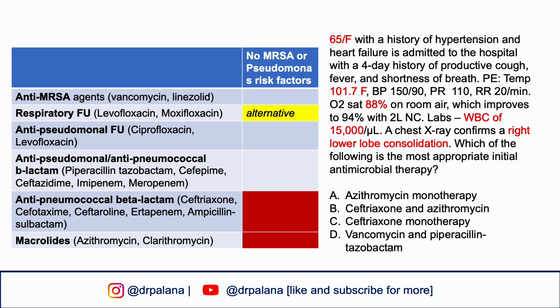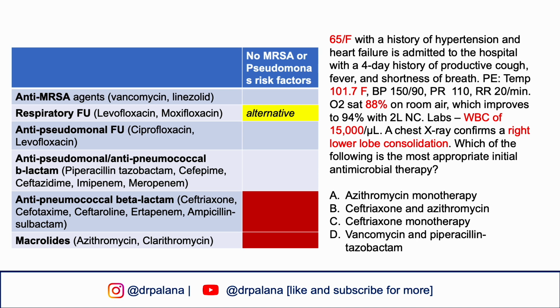A 65-year-old female with a history of hypertension and heart failure is admitted to the hospital with a 4-day history of productive cough, fever, and shortness of breath. She lives alone and is independent with her activities of daily living. On admission, her temperature is 101.7, blood pressure 150/90, pulse rate 110, and respiratory rate 20. Oxygen saturation is 88% on room air, which improves to 94% with 2 liters of oxygen via nasal cannula. Physical examination reveals dullness to percussion and decreased breath sounds at the right lung base.